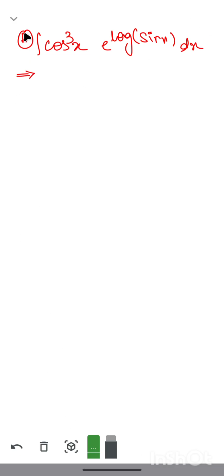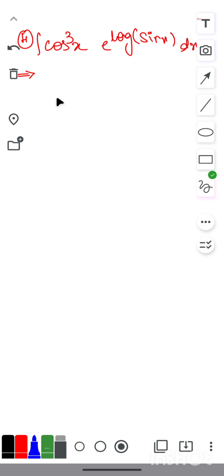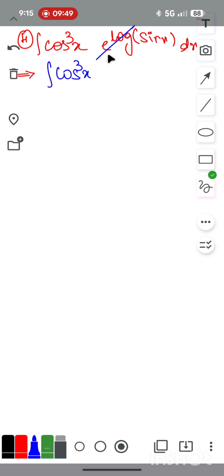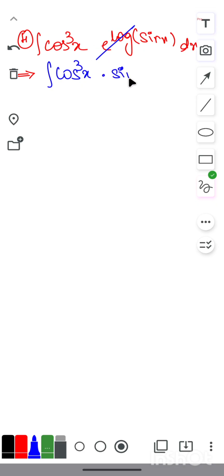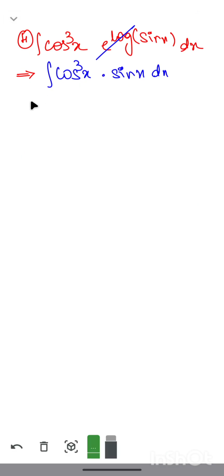Now by looking at the given question, we can rewrite it as integration of cos cube x into e to the power log of sin x. Here e and log are reciprocal to each other, both will get cancelled, remaining is sin x into dx. Then how can we rewrite this function? This function can also be rewritten as integration of cos x whole power 3 and minus of sin x, one more minus sign outside the integral, into dx.